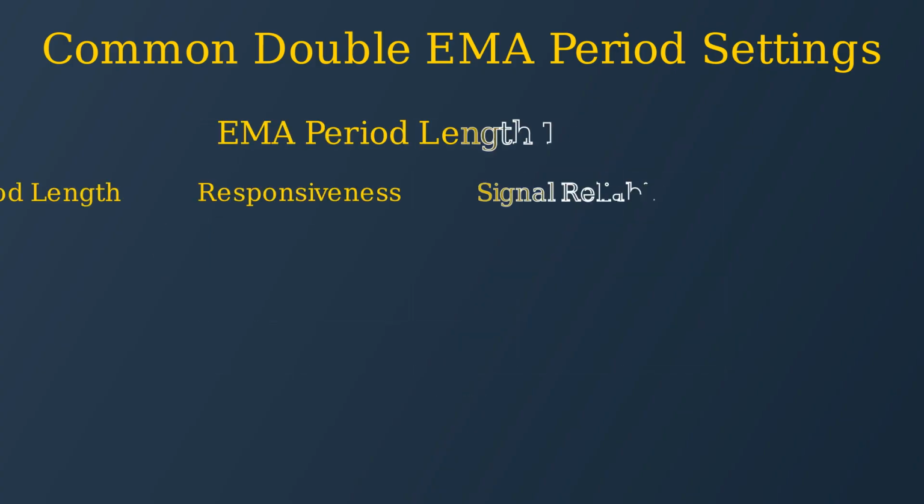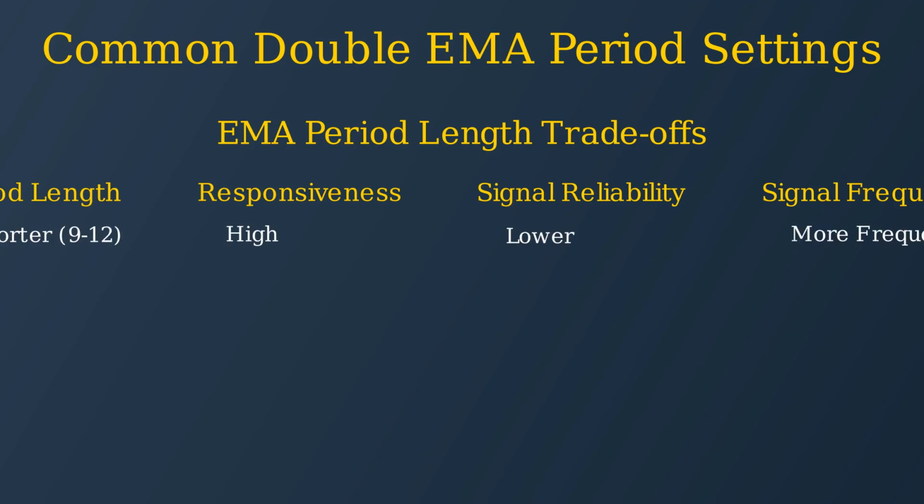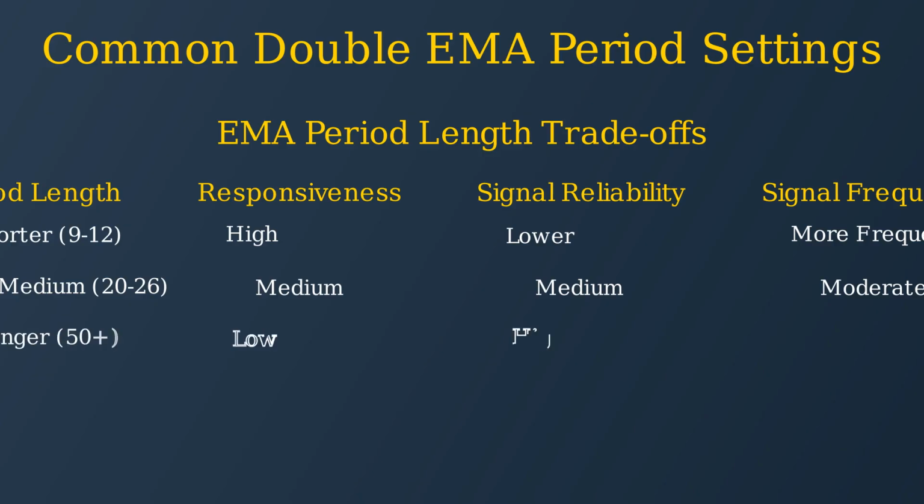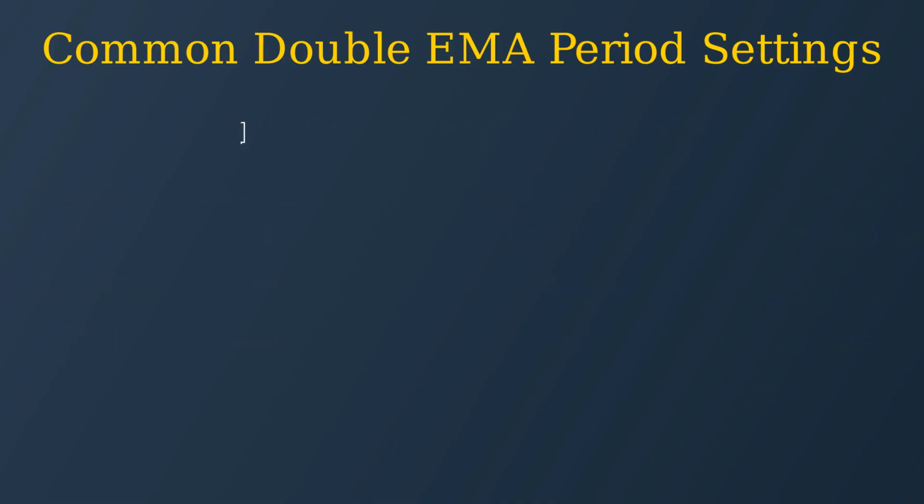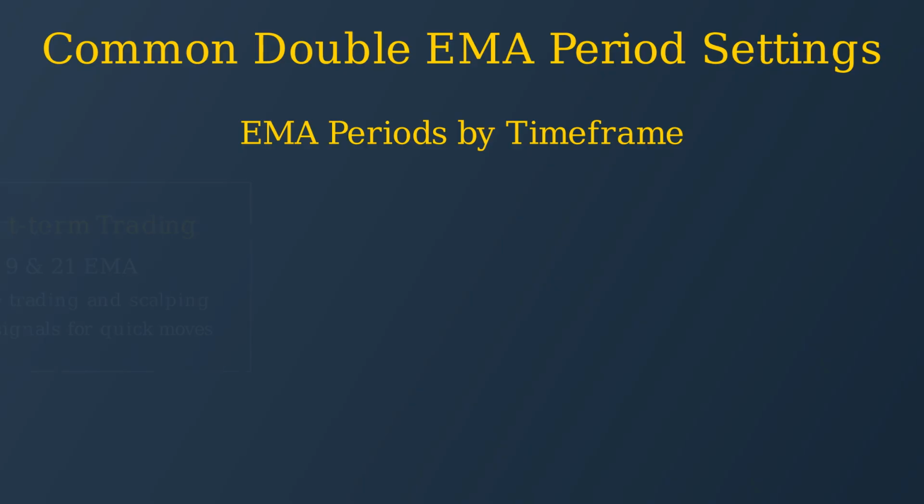When selecting EMA periods, traders face important trade-offs. Let's examine how different period lengths affect trading signals. Shorter periods between 9 and 12 provide high responsiveness but generate more false signals. Medium periods between 20 and 26 offer a balance between responsiveness and reliability. Longer periods of 50 or more provide more reliable signals but react more slowly to price changes. Different trading timeframes call for different EMA period settings.